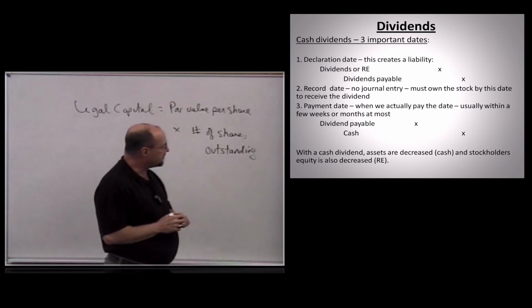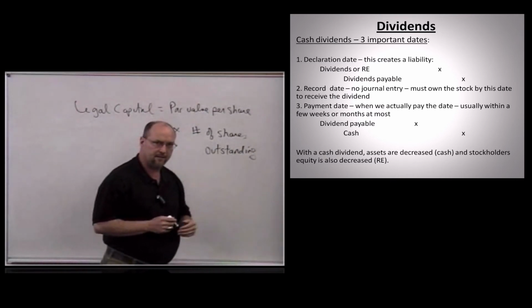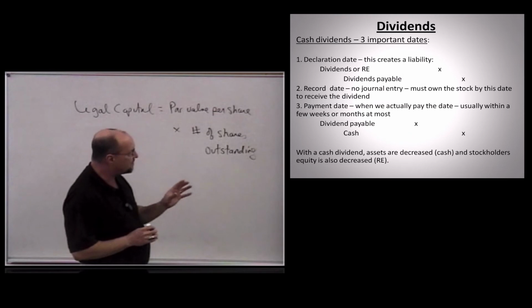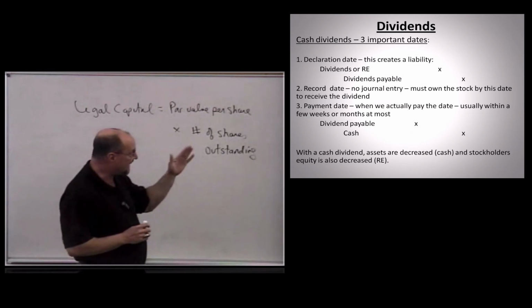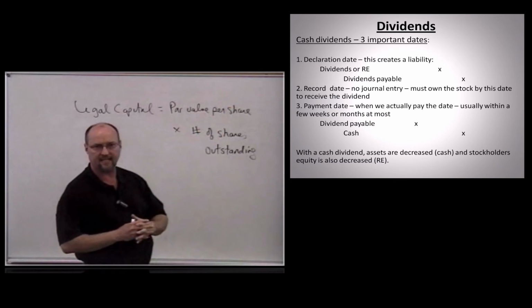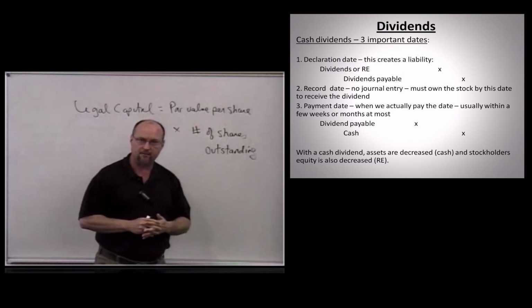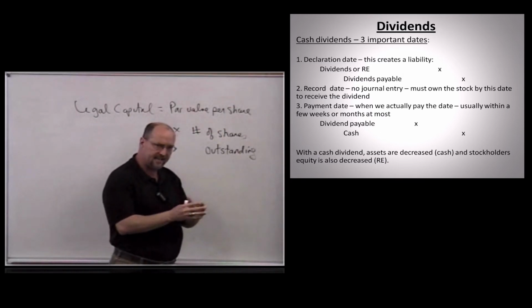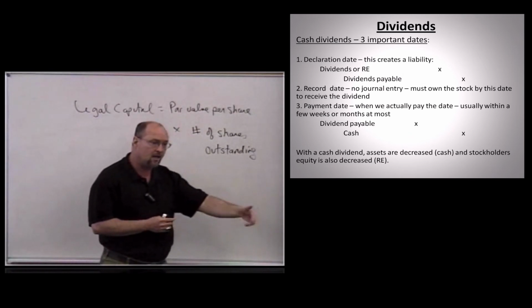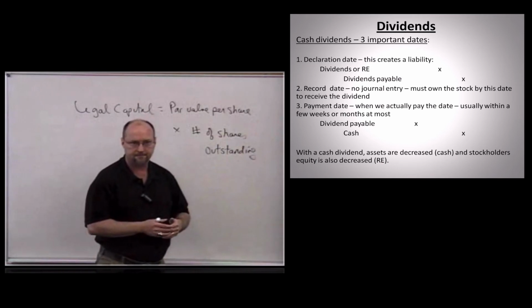The second date is the record date, or date of record. There's no journal entry here, but it simply means you have to have owned that stock on that day in order to receive the dividend that we just previously announced. So the record date says you need to own the stock on that day if you're going to get this dividend. If you buy it after the record date, you don't get that dividend. You would get any future dividend.